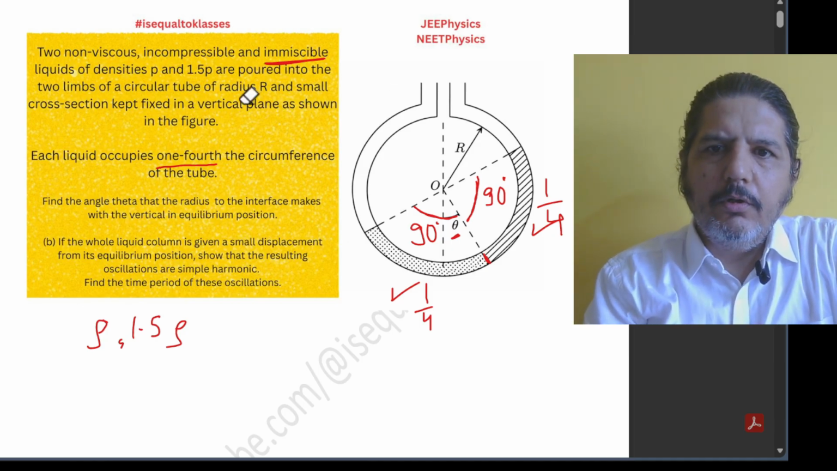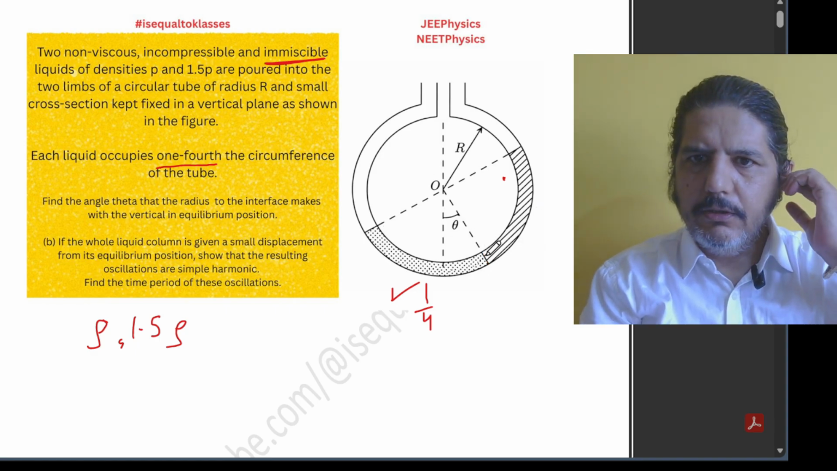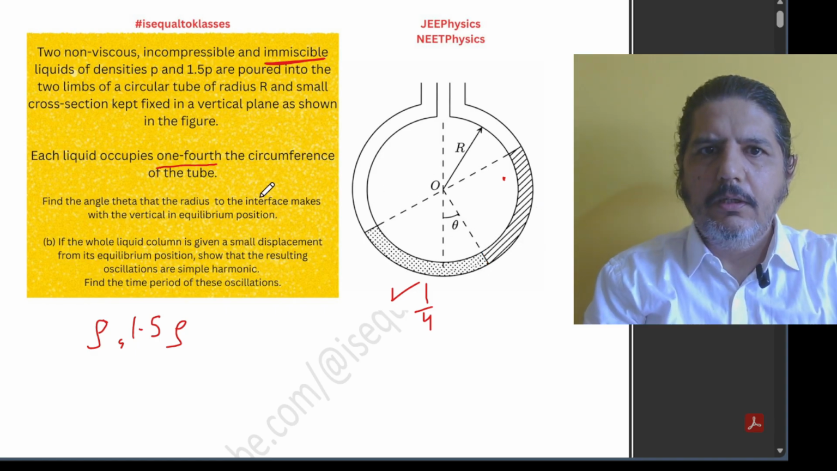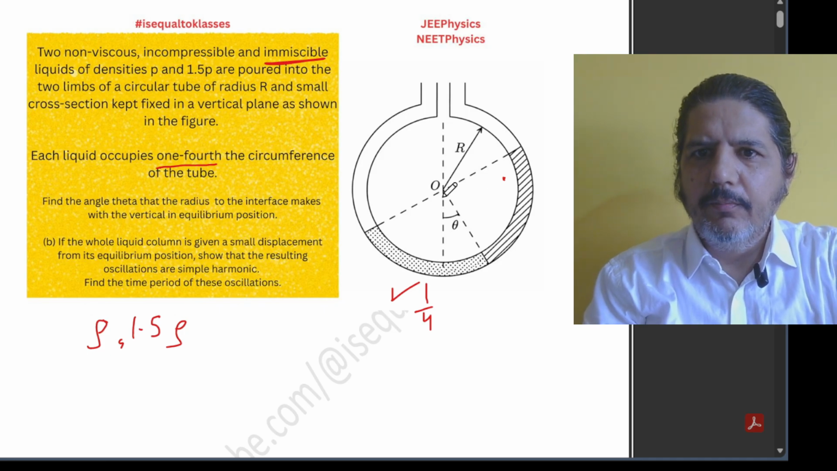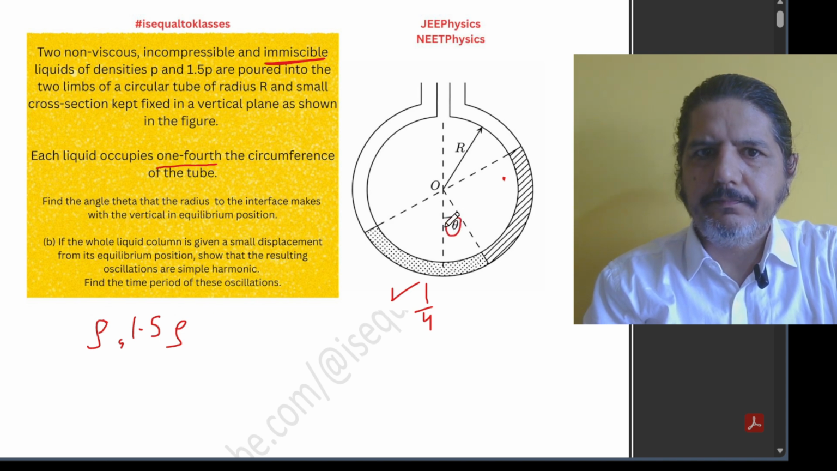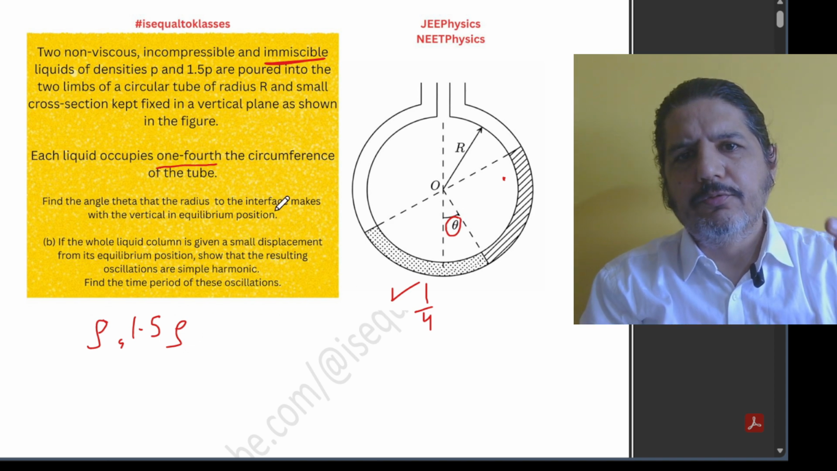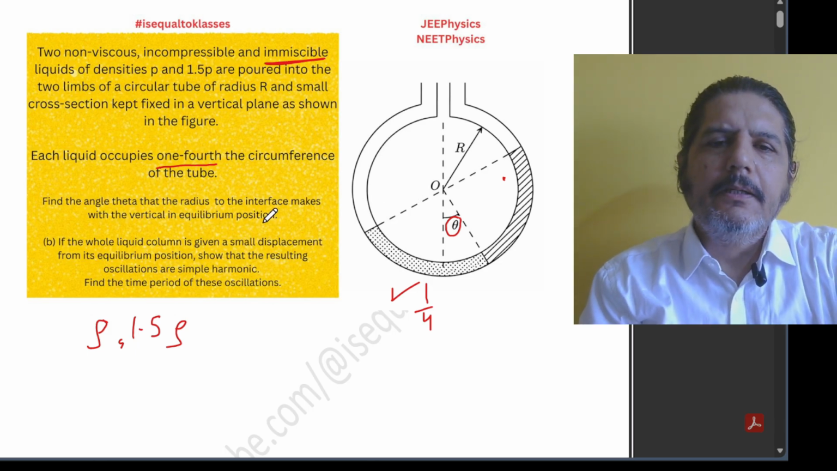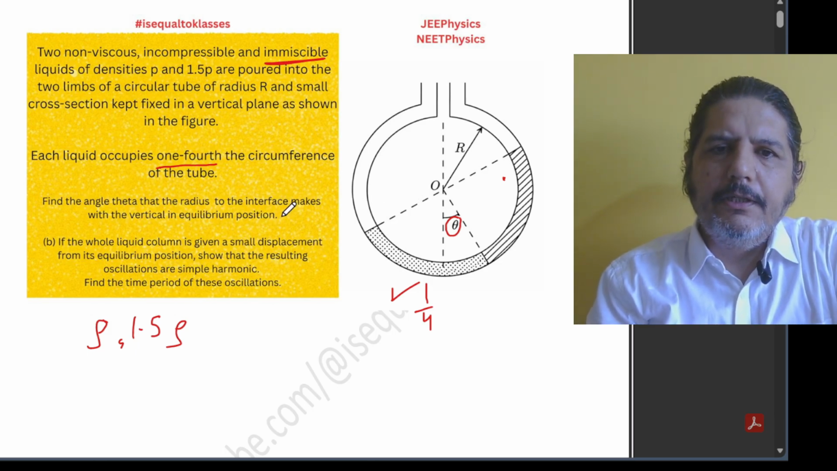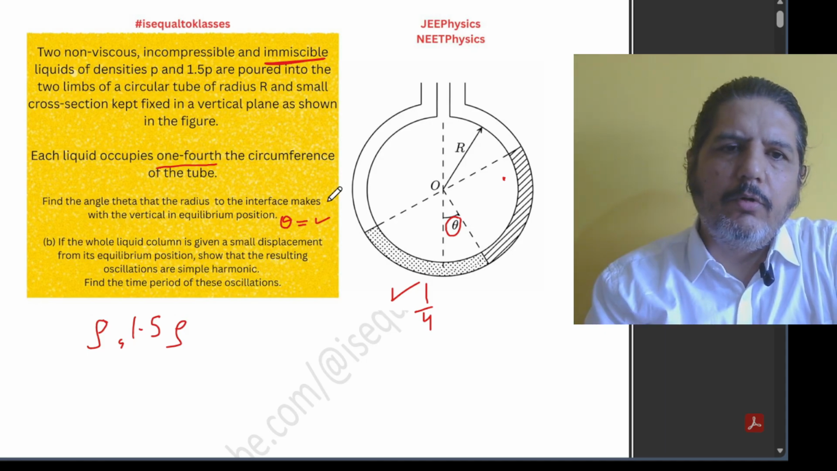So now what do we want? What we want is, what is the angle that this interface will be making with the vertical in equilibrium position? So this is the angle that we need to understand. And then of course we'll first calculate the theta, but let us assume that we have calculated the theta, what else is it that they want?